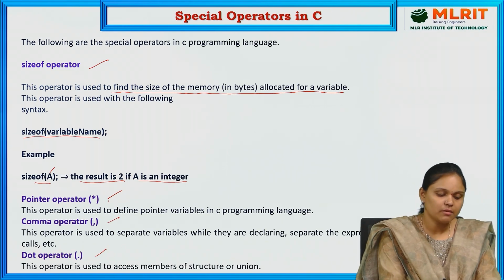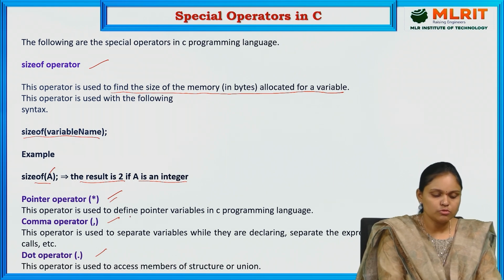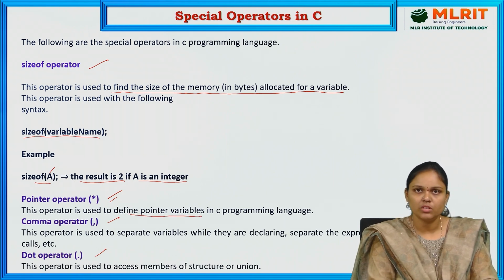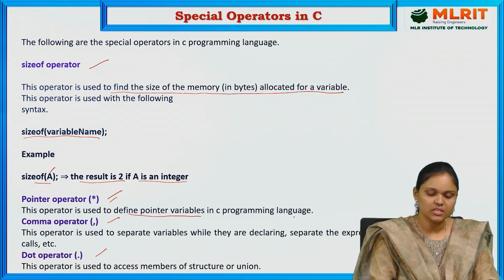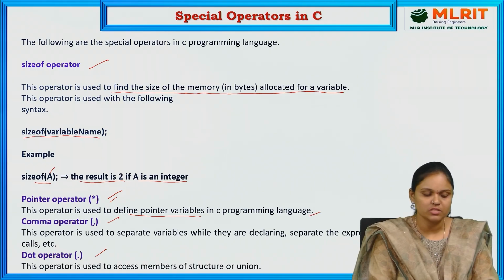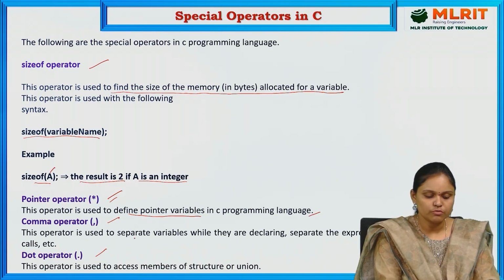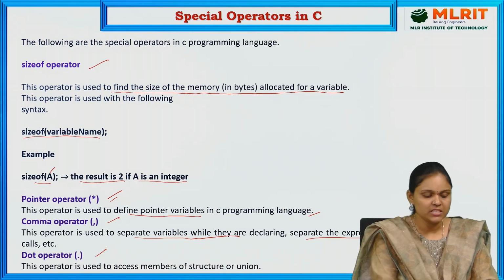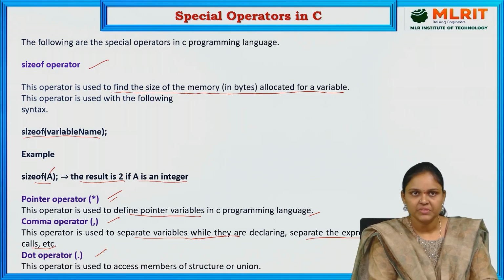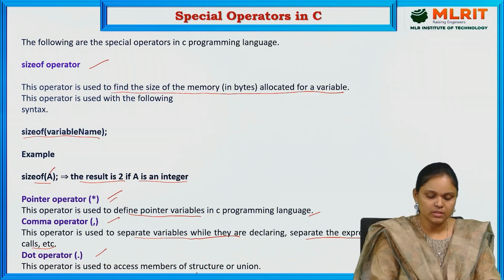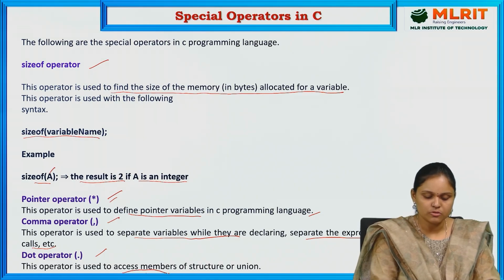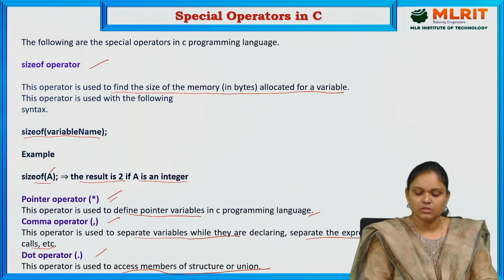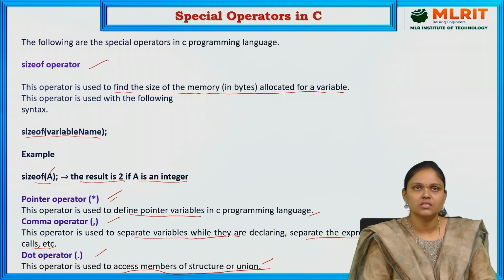And the next is the pointer operator. It is used to define a pointer variable in the C programming language. We are going to discuss the pointers concept in detail. The comma operator is used to separate variables while they are declared and to separate expressions in function calls, etc. And the dot operator is used to access the members of a structure and union. The dot operator we are also going to discuss in detail in the structures concept.